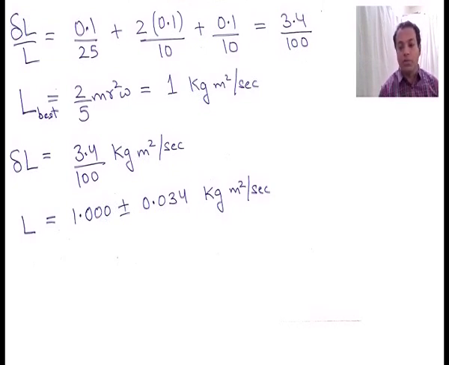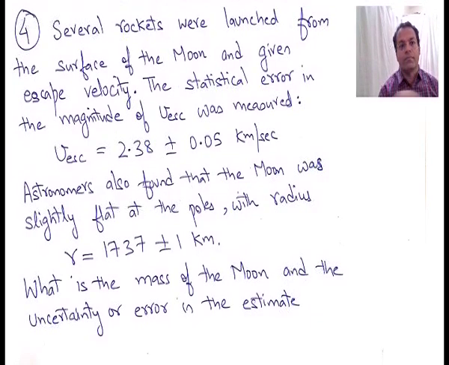Let's move on to the next problem. This is from a completely different domain. Imagine you are performing experiments on the moon. Several rockets have been launched from the surface of the moon. In fact, rockets have actually been launched from the surface of the moon. One of them brought Neil Armstrong back to the Earth. Rockets were launched from the surface of the moon and they were given an escape velocity.